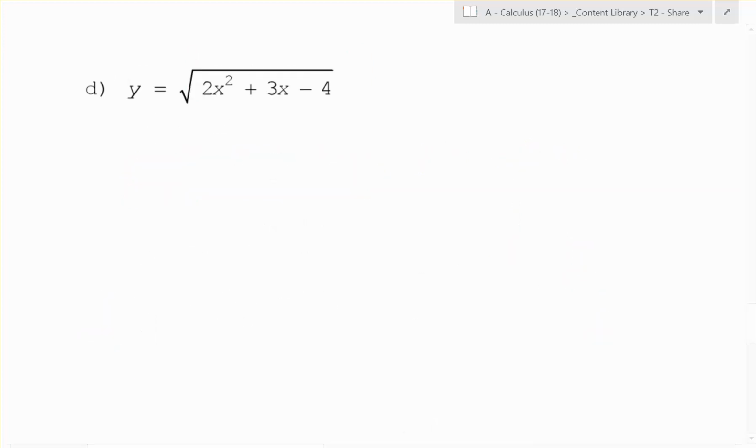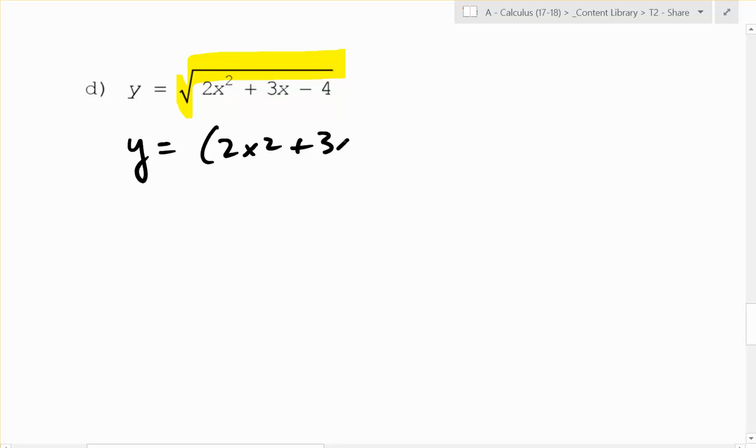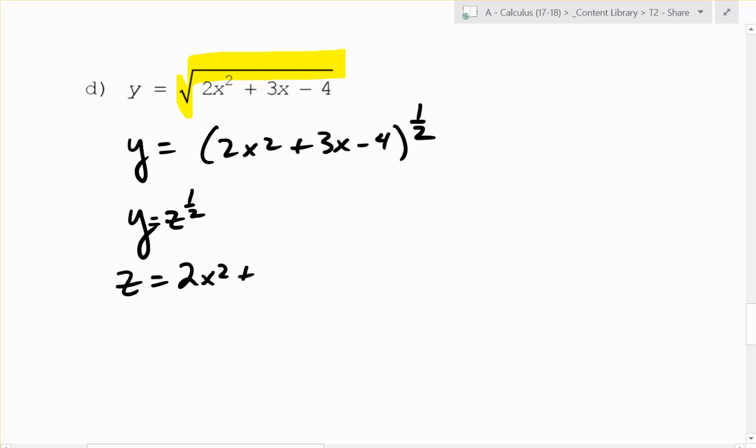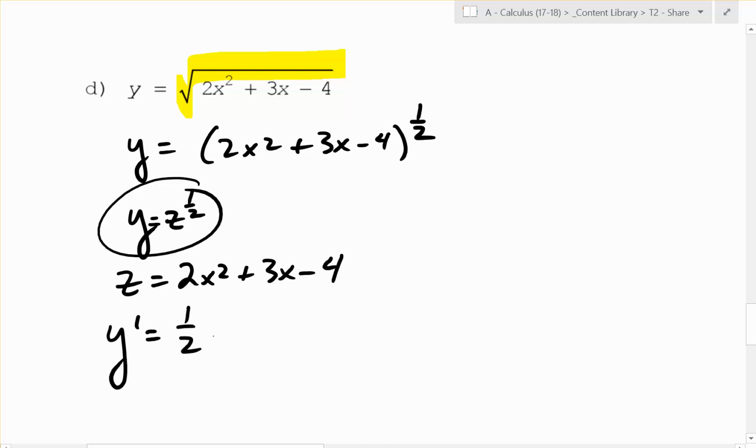So this one looks different, but it's really not. You have a square root. Square rooting something is the same as (2x squared plus 3x minus 4) all to the 1/2 power. So you could say y is equal to z to the 1/2, and z is equal to 2x squared plus 3x minus 4. So we know y prime is equal to the derivative of this. So it's 1/2 z to the, what's 1 less than a half?